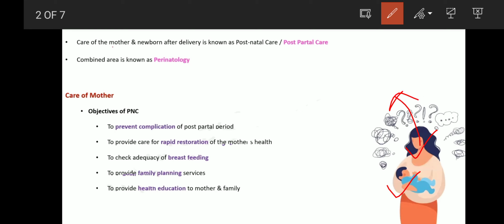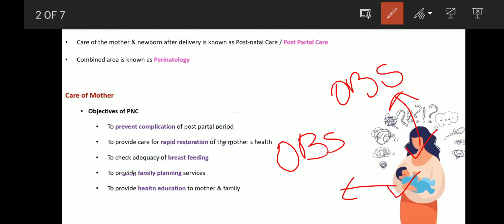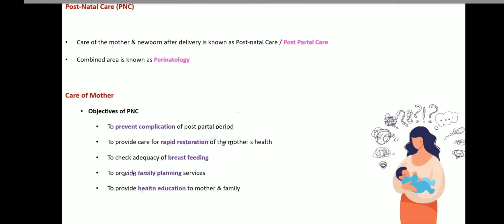The care of the mother is the responsibility of the obstetrician, and the care of the newborn is a combined responsibility of the obstetrician as well as the pediatrician. The combined area of this responsibility is known as perinatology.